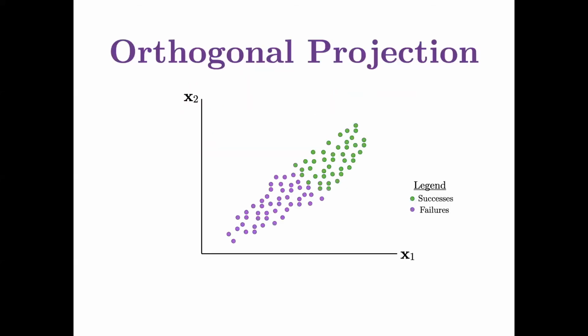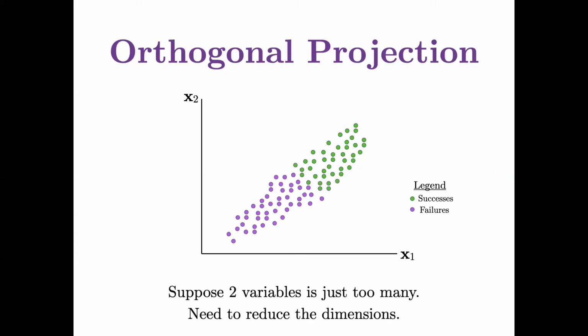Now, any example that I can fit on a slide is totally contrived. Here I have 2 variables, x1 and x2, and a third binary variable that talks about whether each point was a success or a failure. Now, I want you to stretch your imagination and suppose that 2 variables is just too many. We need to reduce the dimensions of this data. Obviously, that's hard to think about, but it's not hard to think about if I told you I had 1,000 variables.